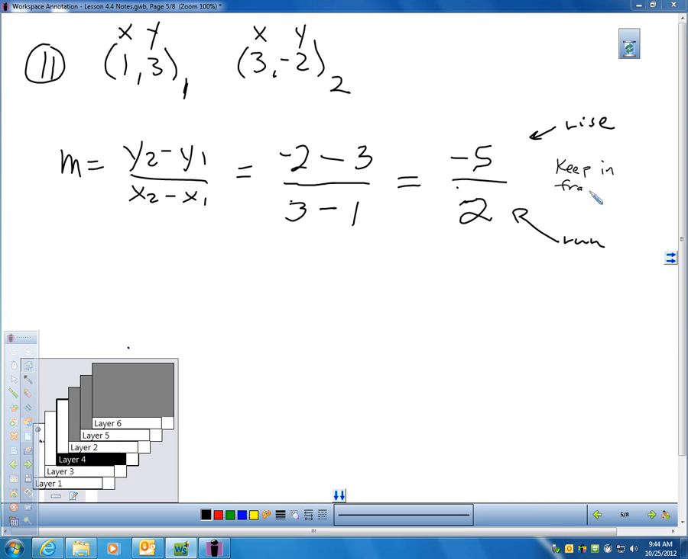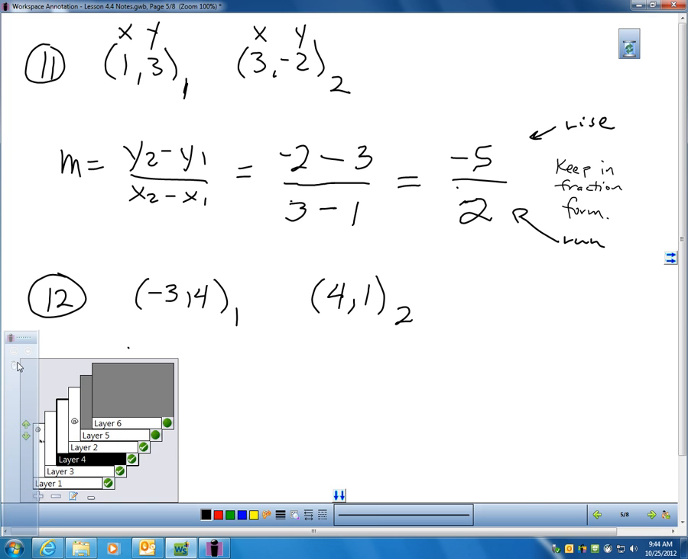Okay? Keep it in fraction form because that makes it easy. That tells me that I'm dropping 5 units on graph paper for every 2 units I run to the right. If you change this into -2.5, that's not always quite as easy to mentally wrap your mind around. This is simple. I'm dropping 5 every 2 I run. Question 12, we'll do one more.